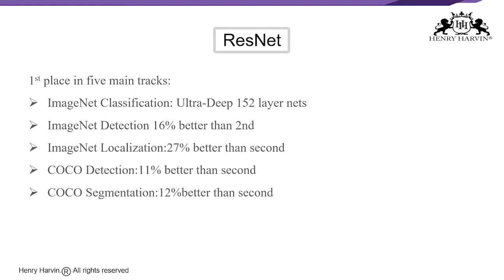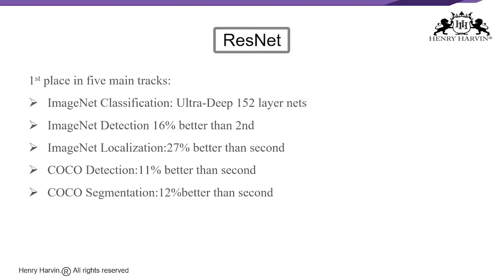They achieved first place in 5 main tracks of ImageNet. Other than the classification challenge, they also won other challenges like ImageNet detection, ImageNet localization, COCO detection and COCO segmentation. The residual network won all these competitions. They were able to train networks that were 152 layers deep, and this network is called ResNet 152.